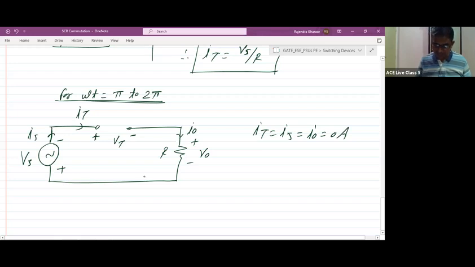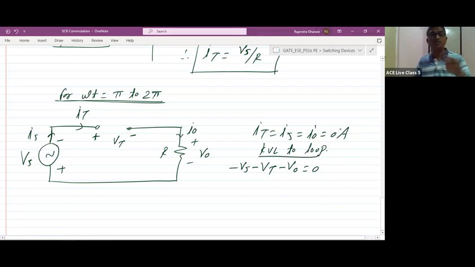Next, can we apply KVL to this loop? KVL to this loop. So it is like minus VS minus VT minus V0 is equal to 0. KVL to loop. Now you can check here. If I0 is 0, what about the V0? According to Ohm's law, V0 is equal to I0 into R.